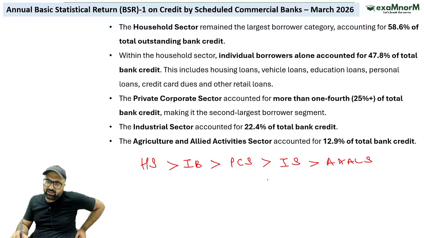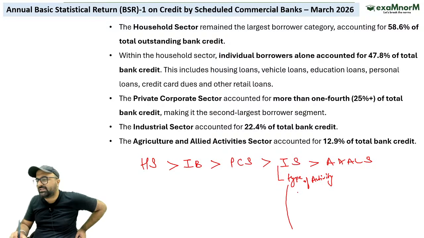the private corporate sector. So in the case of industrial sector, it depends on type of activity. It depends on type of activity, and in case of type of activity, I'm talking about activities like manufacturing companies are included, mining companies are included, electricity generation companies are included, construction companies are included, infrastructure projects, and even MSMEs are included in this particular category.